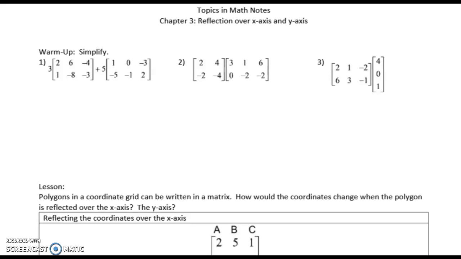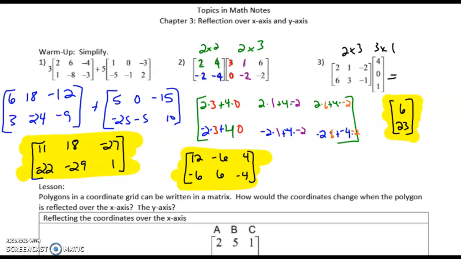Topics in Math, Chapter 3, Reflections over the X and Y axis. All right, first thing, go ahead and try these 3 warm-up problems. Pause the video and then check if you got it right. Okay, check your answers, make sure those are correct, and then we'll get into the lesson.